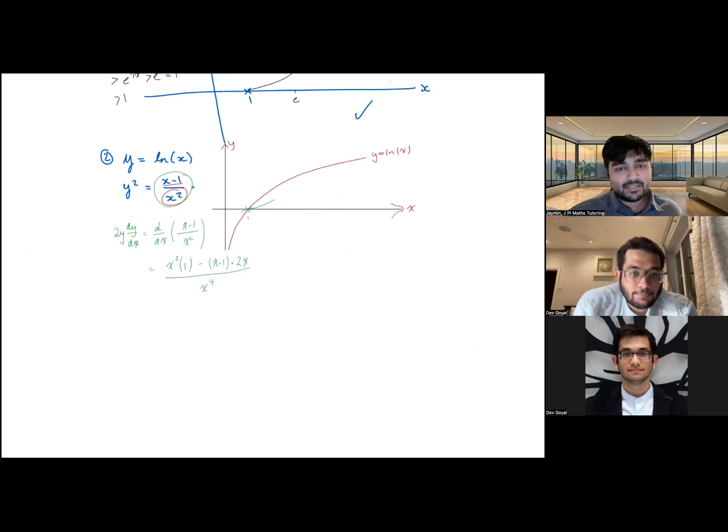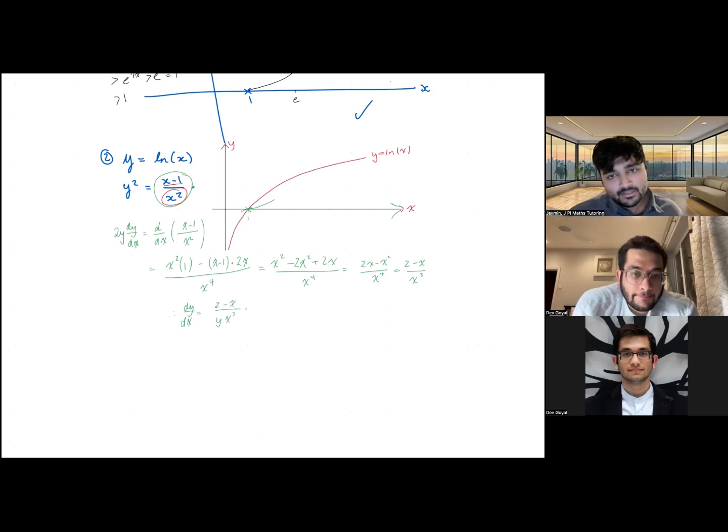If I clean this up a bit, this is going to be x squared minus 2x squared plus 2x over x to the 4, which would be 2x minus x squared over x to the 4. And since x is bigger than or equal to 1, I can cancel out an x with no worry. So this will be 2 minus x over x cubed. That would be the value of 2y dy dx. And so dy dx is 2 minus x over y x cubed. And y was x minus 1 over x squared.